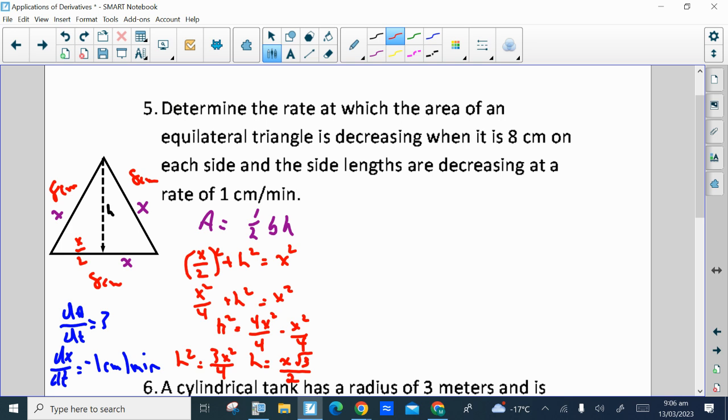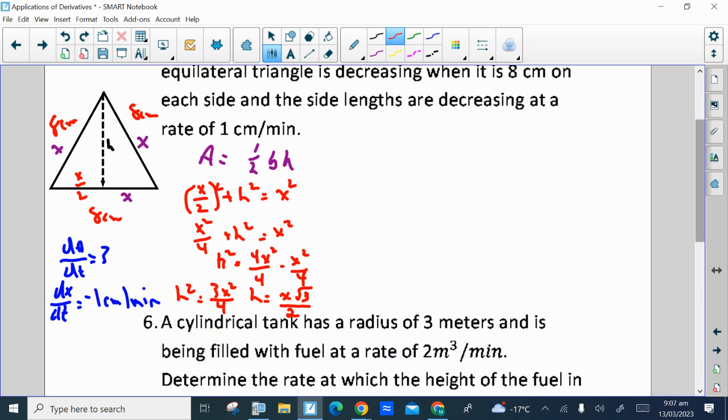And again, we must do this because our original formula for area is 1/2 the base times the height. The base is x, but h, we cannot leave it in as h because we're not given h, we're not asked to find h, we're not given dh by dt, nor are we asked to find it. So we have to eliminate h out of the equation.